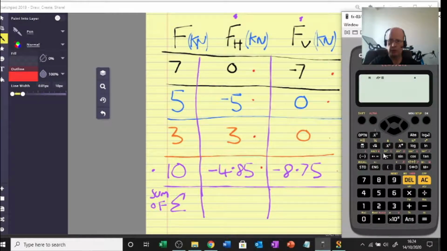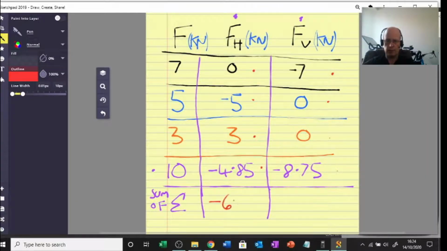So naught, obviously, so I'm going to put minus 5, if you want to put a bracket on it. Minus 5 plus 3 plus minus 4.85 gives me about minus 6.85. So minus 6.85.